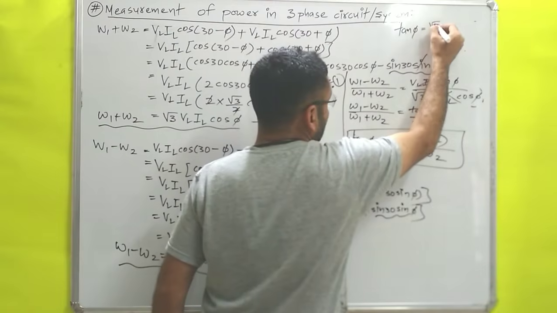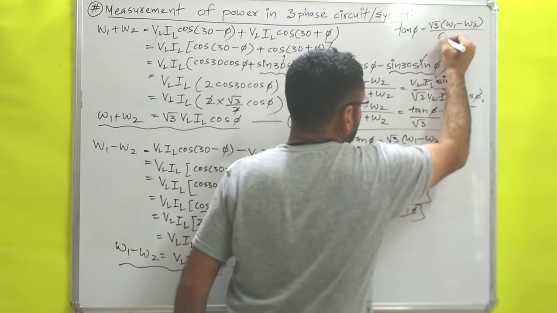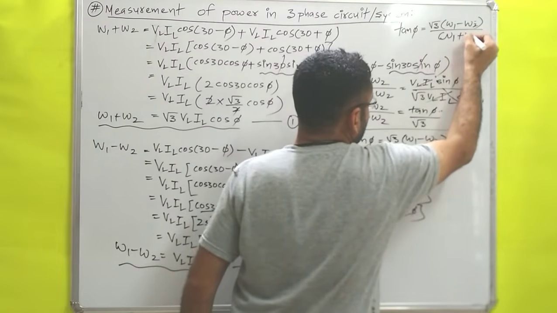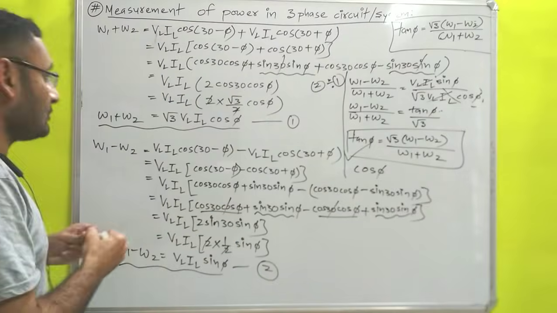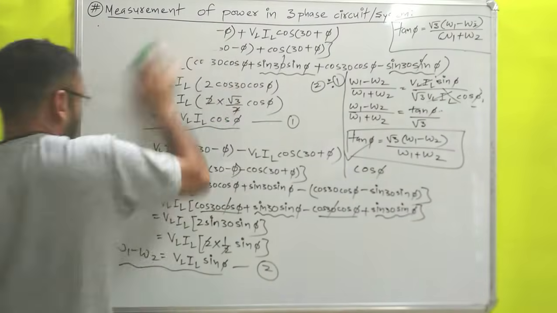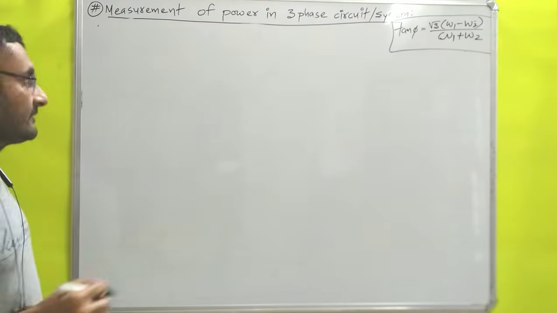tan phi is equal to root 3 times (w1 minus w2) divided by (w1 plus w2). Okay, now next is cos phi, which we will derive. Cos phi means power factor, and we have to derive it.